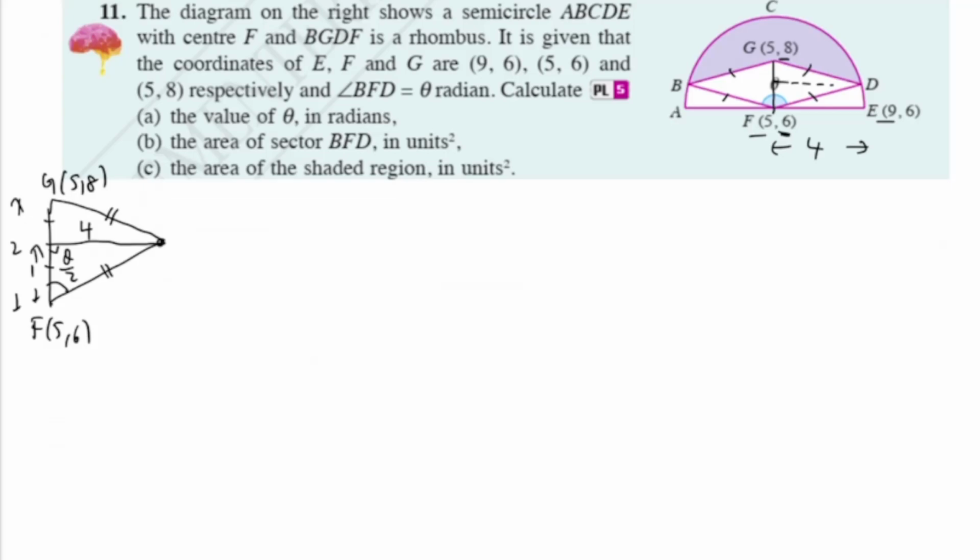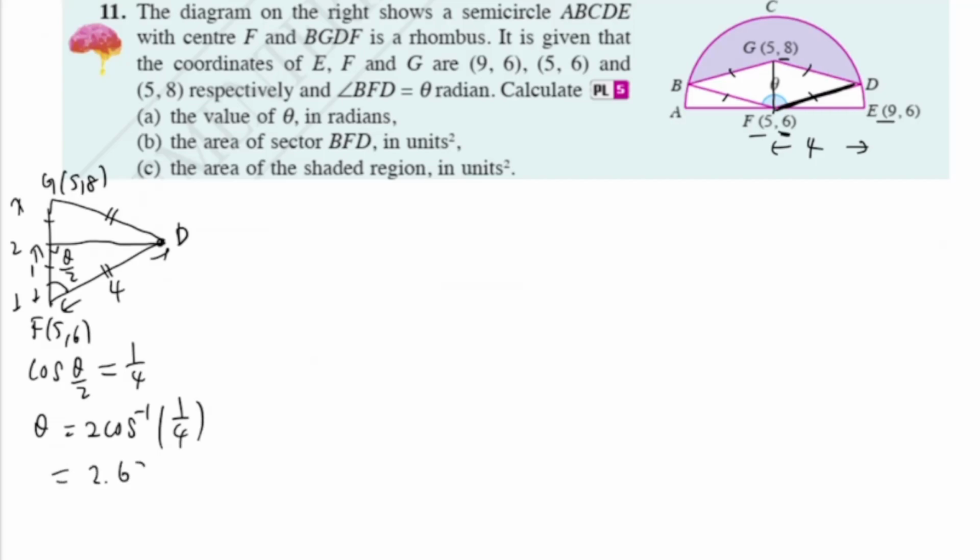Sorry, wrong side. Undo. Okay, the radius is 4. This is 4, this is 4. This is your D. So I have to use cos. Cos theta over 2 is 1 over 4. Theta is 2 times cos inverse of 1 over 4. With the calculator in radian mode, you should get 2.636 radian. This is part A.